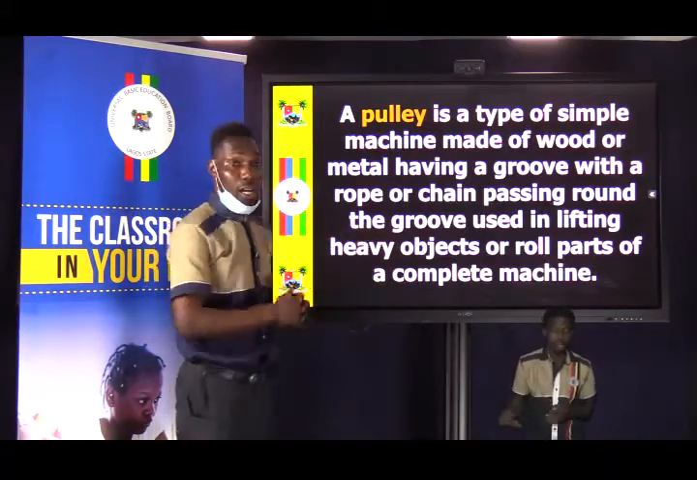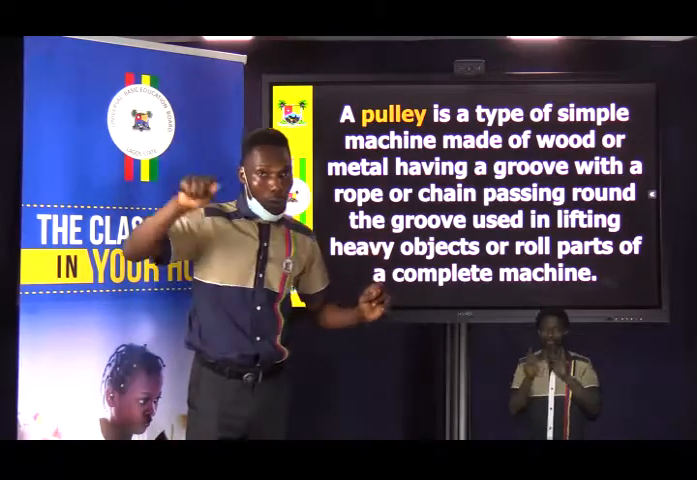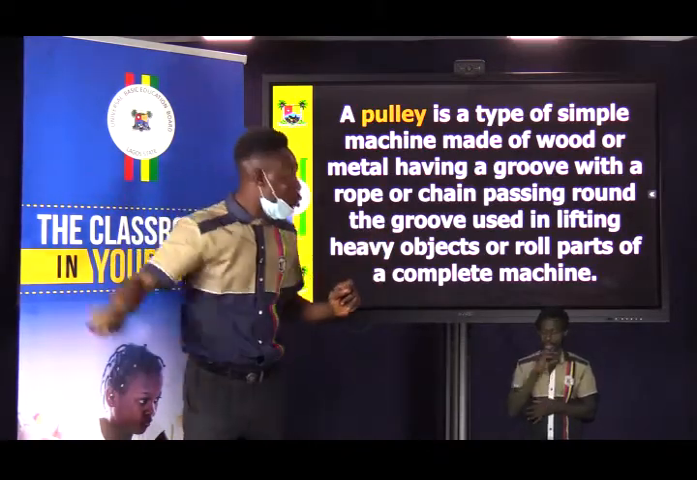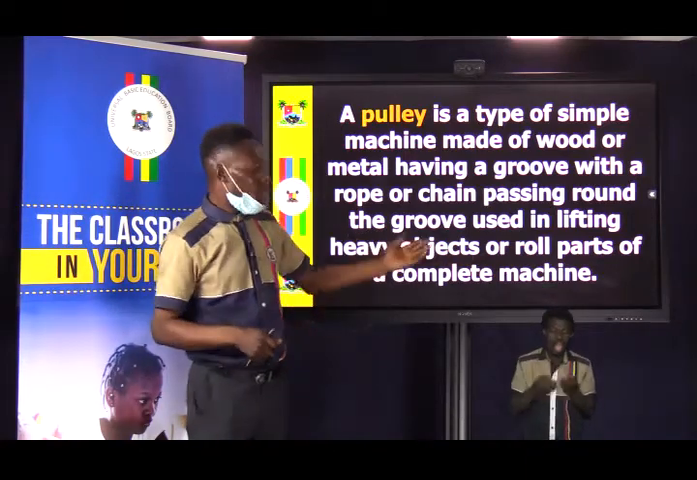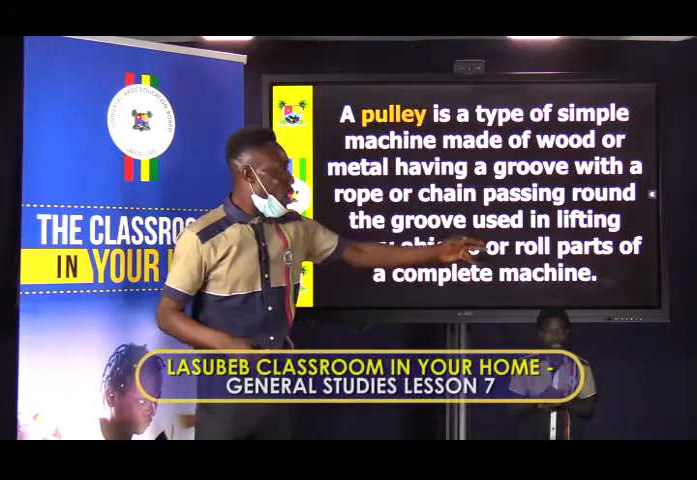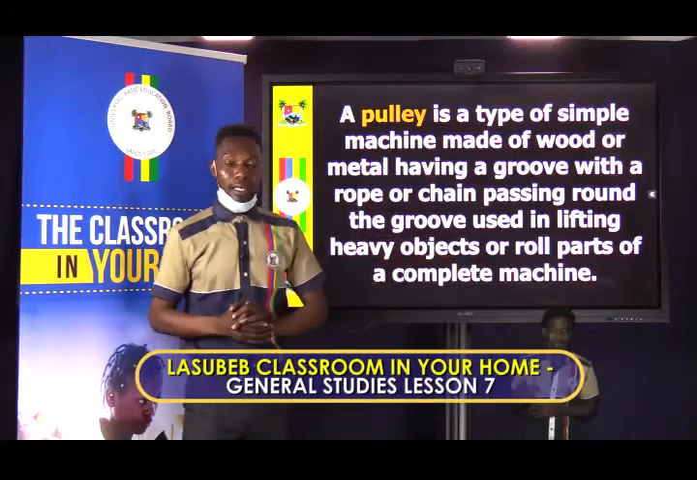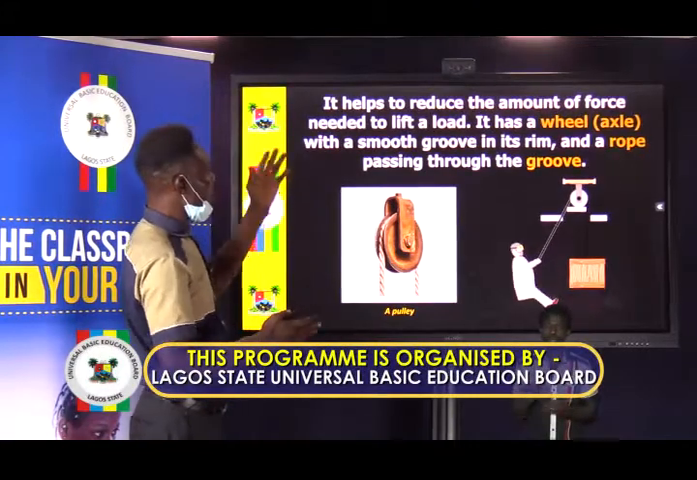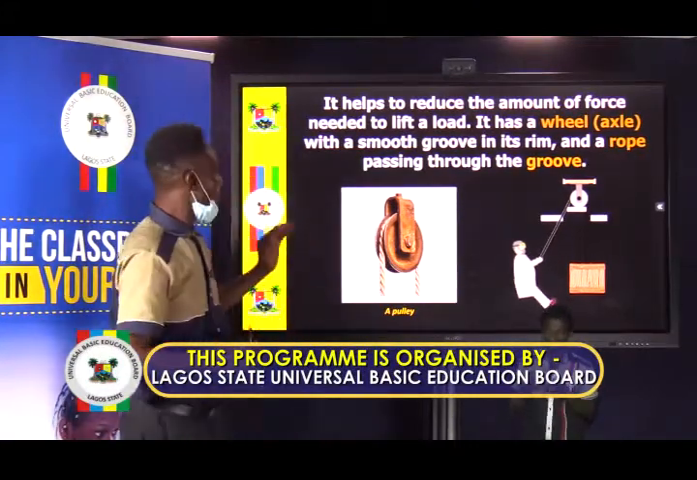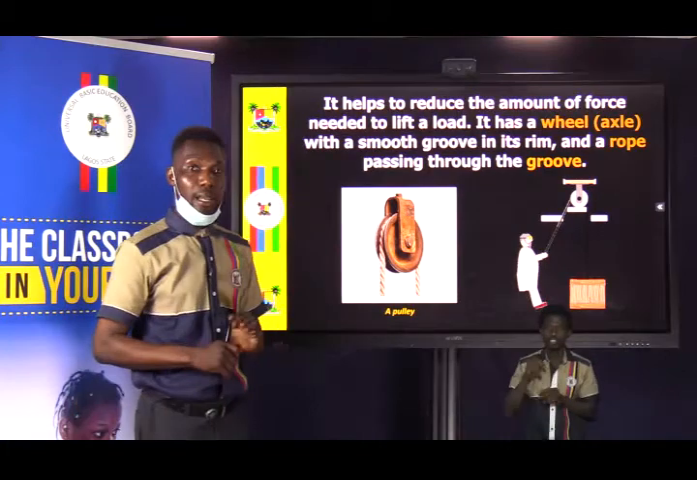From the two pictures I showed you, we were using a pulley to lift a heavy object. But in that grinding machine, we are not lifting any object. So we say it rolls, or is part of a complete machine. Okay, that's pulley.